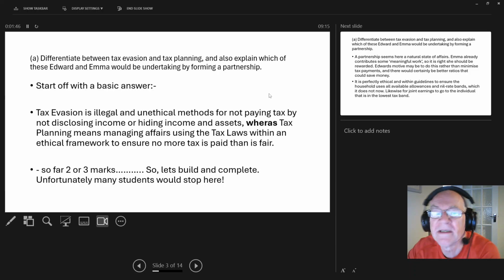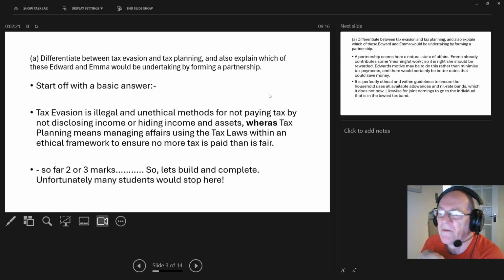Let's start off with our basic answer. Tax evasion is illegal and unethical methods for not paying tax by not disclosing income or hiding income and assets. Could say usually in that as well. Keyword here, whereas, because that's making it clear it's a differentiation, so grammatically perfect there. Tax planning means managing affairs using the tax laws with an ethical framework to ensure no more tax is paid than is fair. On the basis, of course, a lot of people pay more tax than they need to, they just don't know the relevant tax rules.